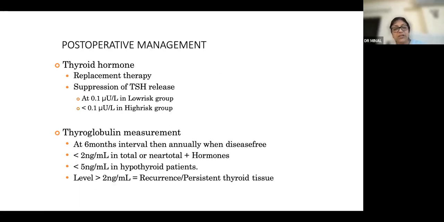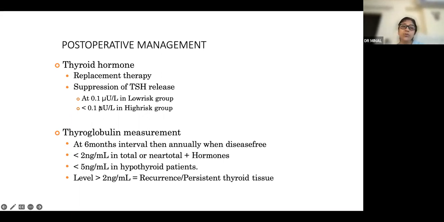Post-operative management, once the surgeon has done his job, the patient will come back to you. As I told you, physicians are the beginning point, physicians are the end point. So one important thing that you will have in your hand is to replace thyroxine. Thyroxine replacement is important because now the thyroid is not functioning and thyroxine replacement has to be done. And once you decide to replace thyroxine, keep your TSH under 0.1.